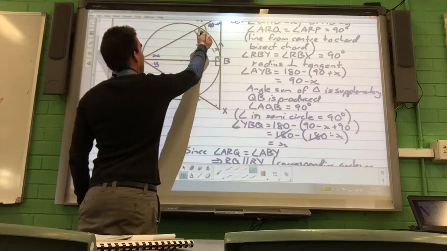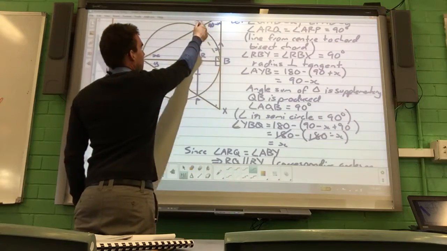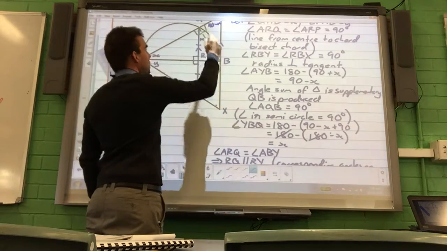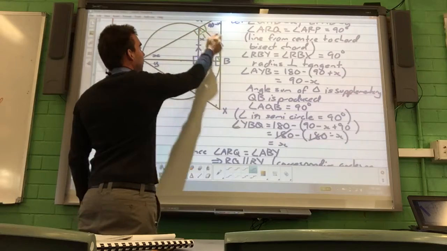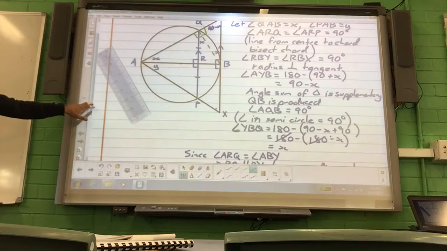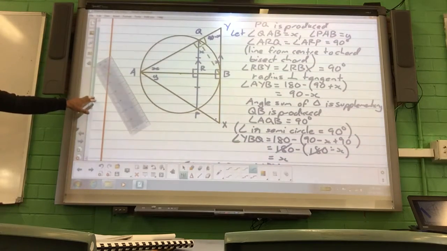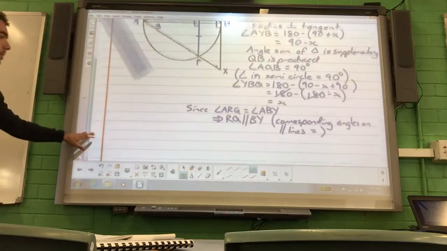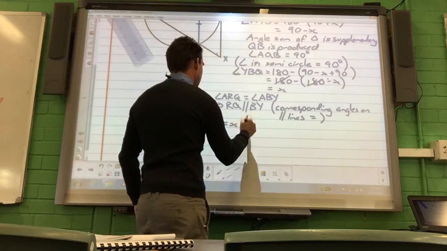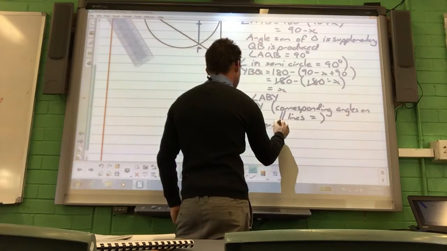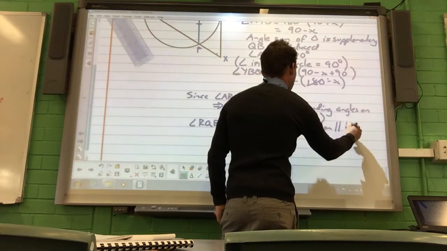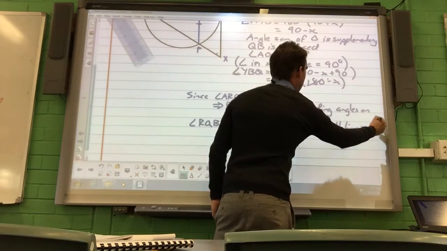Alright, so therefore this angle here must be X because these two are parallel. There's another transversal up that way you can use. Okay, but because of the alternate angles, these two angles here must also be equal. So we got angle RQB is also X. Alternate angles on parallel lines are equal.